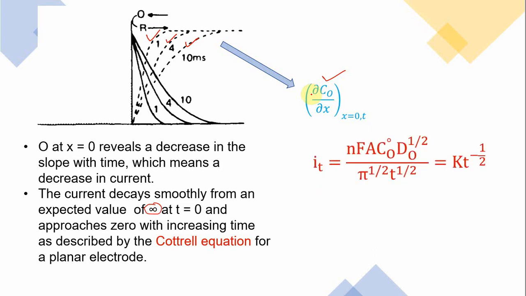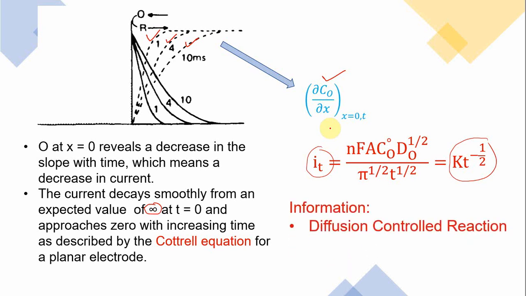Now this is the Cottrell equation over here, which is giving the relation between instantaneous time, and it is equal to a constant multiplied by the inverse of the square root of time. So these two values that we look over here in the Cottrell equation are very important and give us a lot of information. What information? It tells us about the reaction, whether it is diffusion controlled or some other type of reaction.